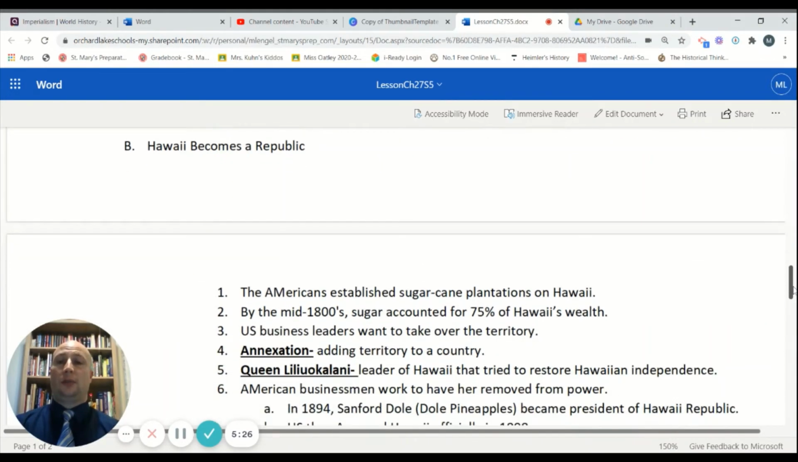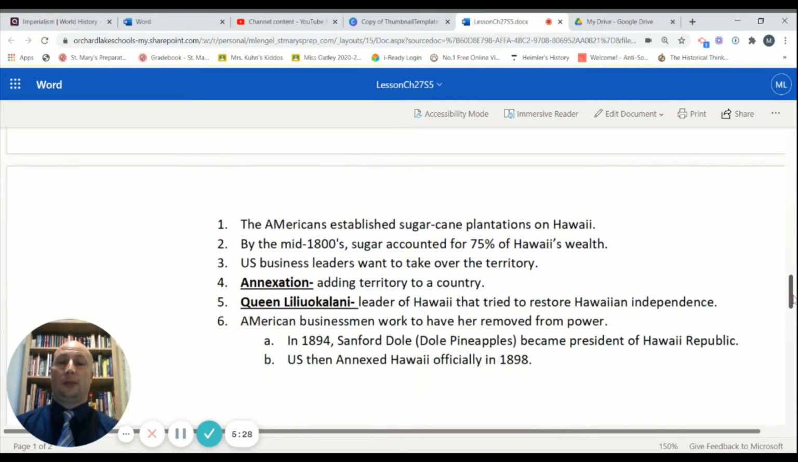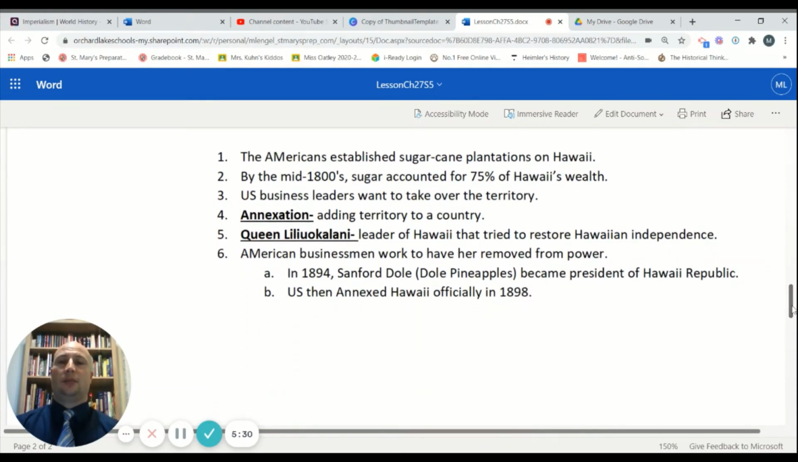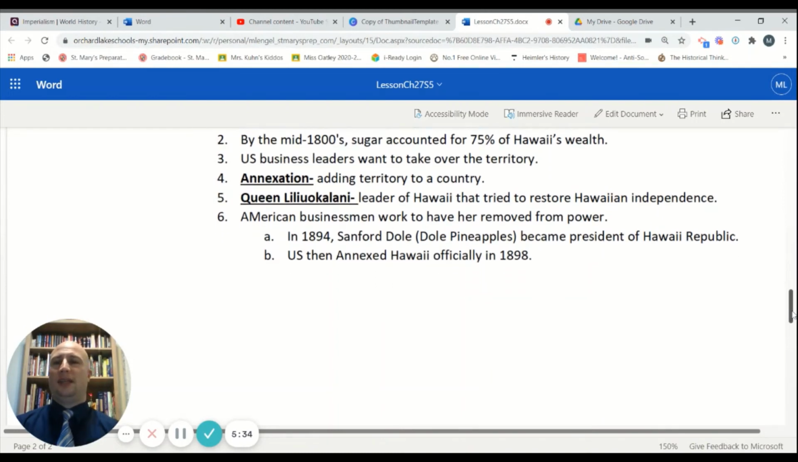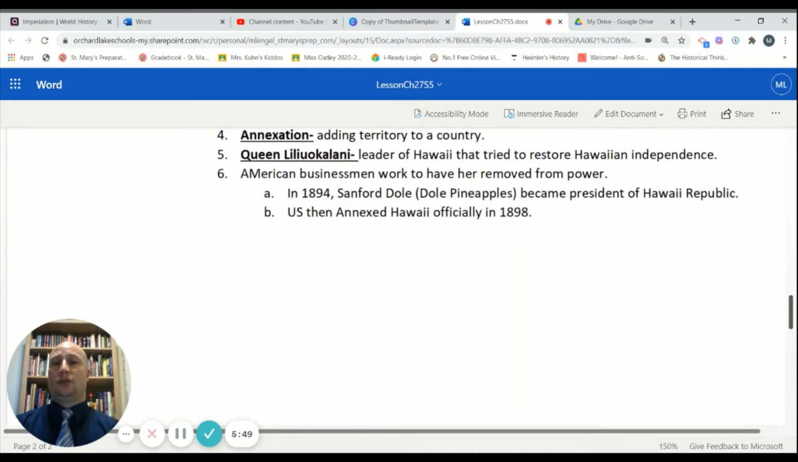Hawaii. We'll talk a little bit about Hawaii briefly becoming a republic. The Americans established sugarcane plantations on the island of Hawaii. By the mid 1800s, sugar accounted for 75% of Hawaii's overall wealth. United States business leaders wanted to get involved and take over the territory completely. This would be annexation. Annexation is adding territory to a country.